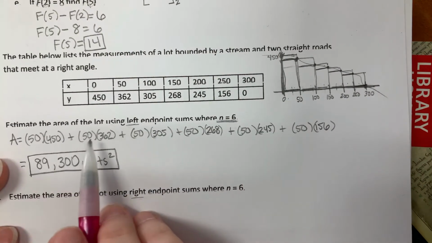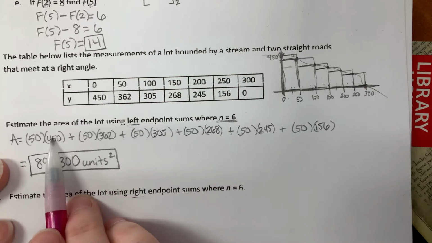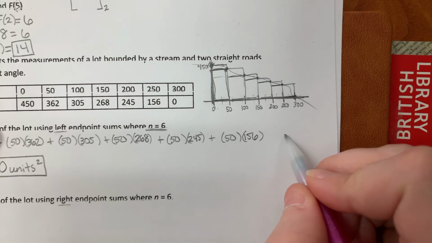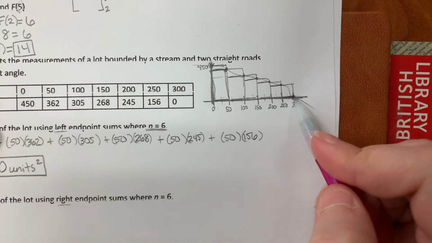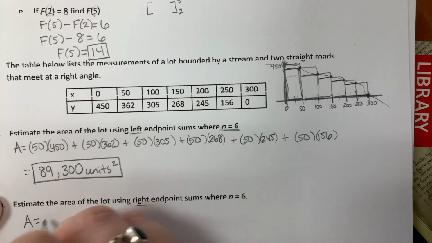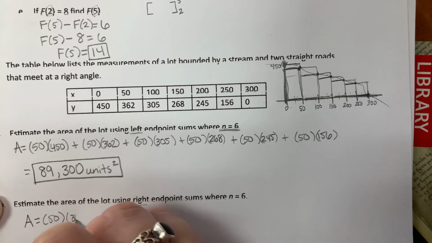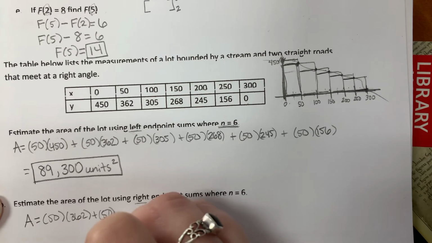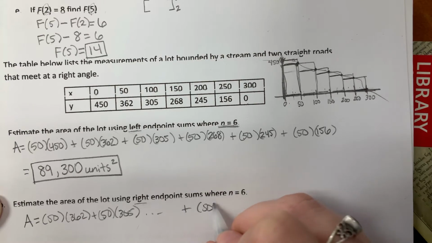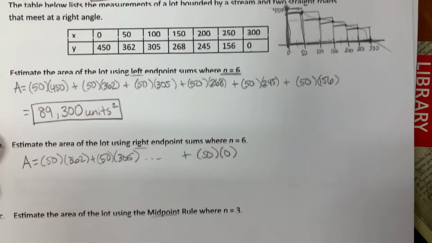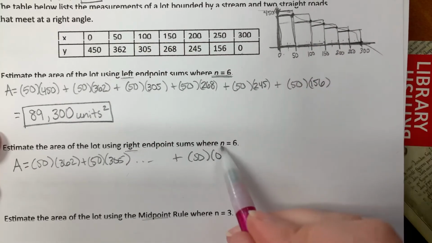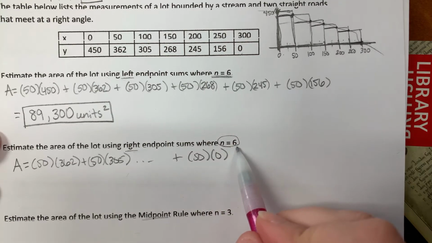So I have kind of a shortcut for this one. You're really doing the exact same thing that you did here, except you're not using this first rectangle. Instead, you're using the last rectangle, which would have been plus 50 times 0 in this case, because that one was 0. So you could write it out again if you want: 50 times 362 plus 50 times 305, and so on. I'm just going to put a dot, dot, dot, and do 50 times 0 as my last one. So hopefully you understand where those are coming from, my base and my height. Again, I had 6 subintervals, so that's why this one is so similar.